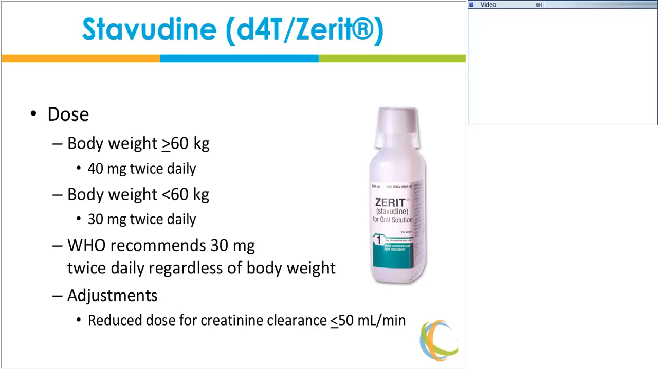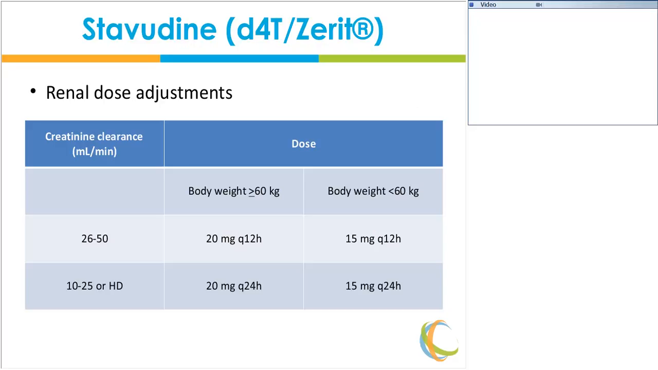Please note that the DHHS guidelines do recommend the same doses as listed on the package insert of this medication, which is the weight-based dosing we have described. Renal dose adjustments for stavudine are based on a patient's weight. For example, if you have a 70-kilogram patient with a creatinine clearance of 35, the recommended dose is 20 milligrams twice daily. If this same patient weighed 55 kilograms, the recommended dose would be 15 milligrams twice daily.